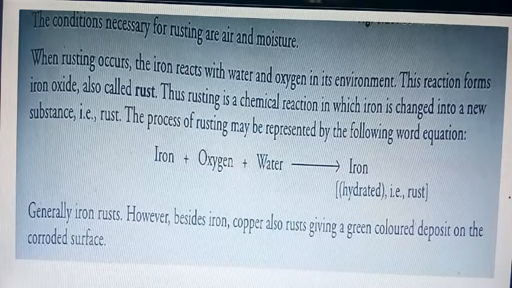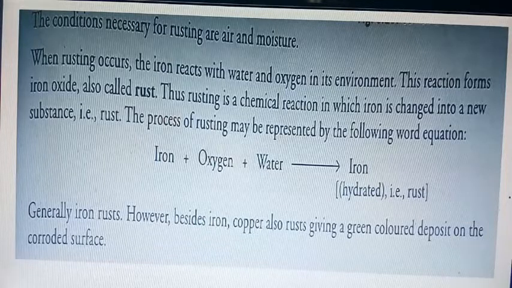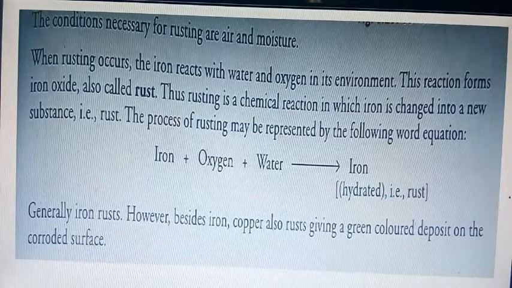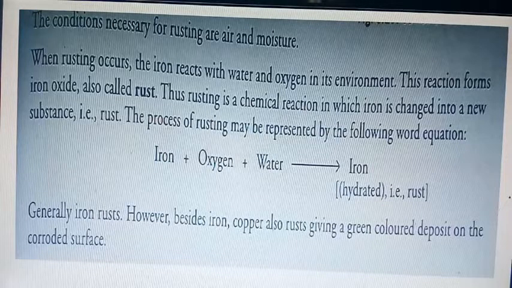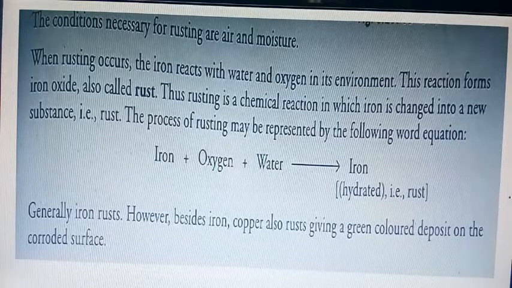So what is rust? In short, you can say rust is iron oxide. If you write that, it will be okay. Or if you write rust is a reddish brown flaky substance, then also it is right. Rusting is a chemical reaction in which iron is changed into a new substance, that is rust. So the process of rusting may be represented by the following word equation.